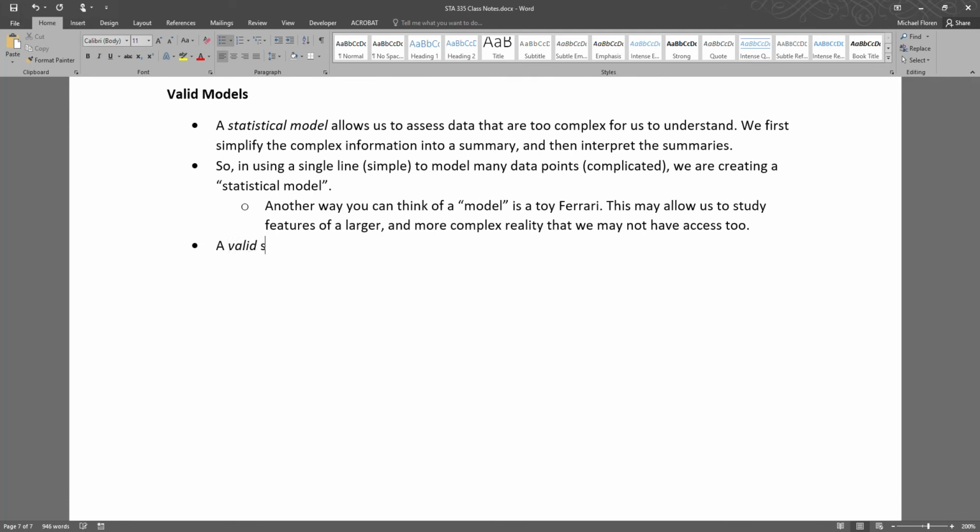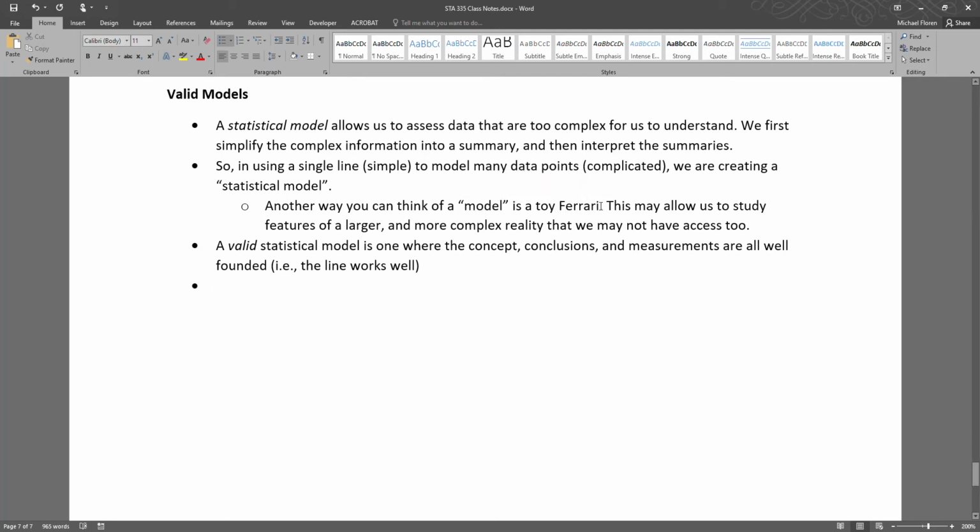A valid statistical model is one where the concept, conclusions, and measurements are all well-founded. And if you think about this as the line we were looking at earlier, you can think that the line works well. The line fits the data very well. So for instance, if we had someone who handed us what they called a toy Ferrari, but it looked much more like a motorcycle, then we would have a problem because our line or our model wouldn't fit reality very well.